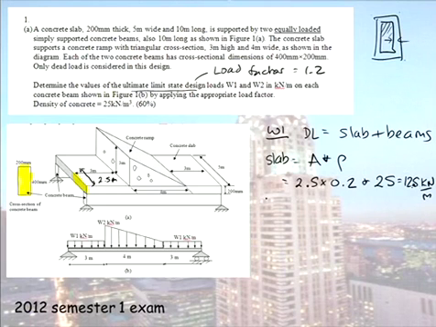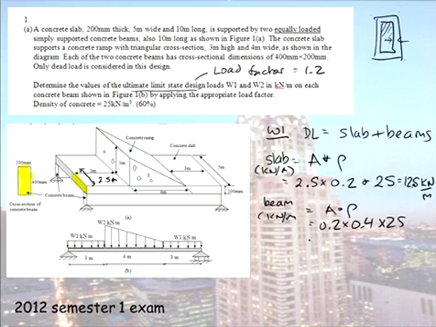Our concrete beam itself, well again it's just area times density. The area of our beam, 0.2 times 0.4 times 25. That gives us a value of 2 kilonewton per metre. So what is W1 equal to? It is just 1.2 times 2 plus 12.5. And that gives you a value of 17.4.